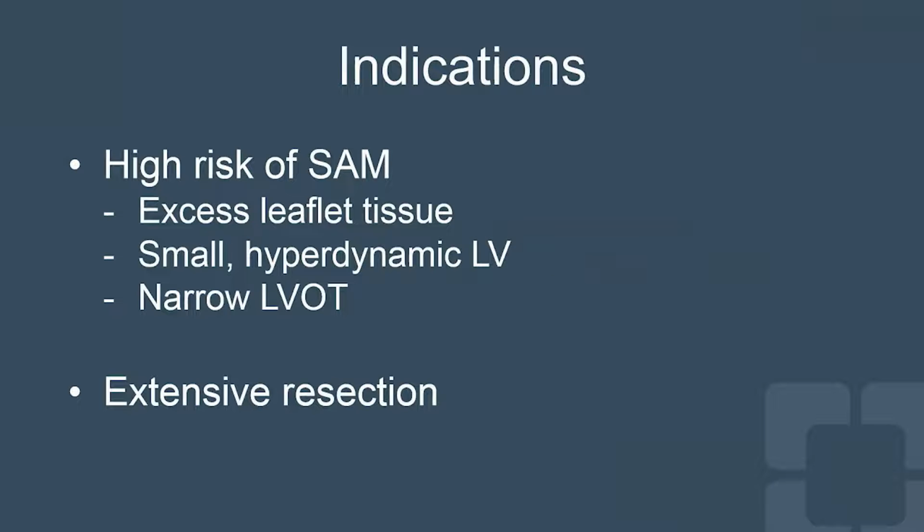Some of the considerations for mitral valve repair: if you resect too much of the leaflets, you may end up with something called systolic anterior motion, or SAM for short. Typically the patients where you'll see this are patients with either a very large posterior leaflet or a very small hyperdynamic left ventricle and a narrow left ventricular outflow tract. And the risk of SAM becomes particularly excessive when you do an extensive resection in these patients.